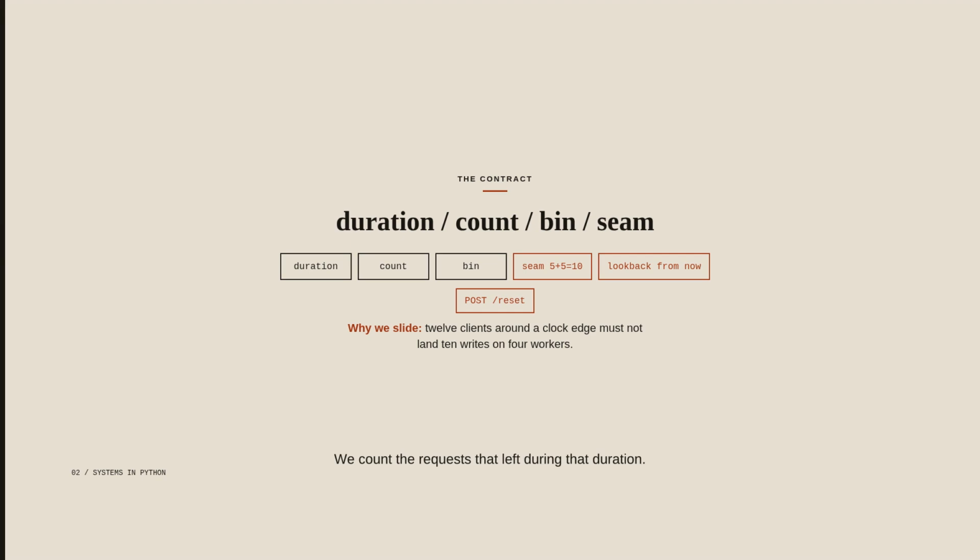The window is a duration. We count the requests that left during that duration. A fixed window has a seam where 2 bins stack a burst. A sliding window moves with the request, so the seam cannot form. The seam is why we slide.